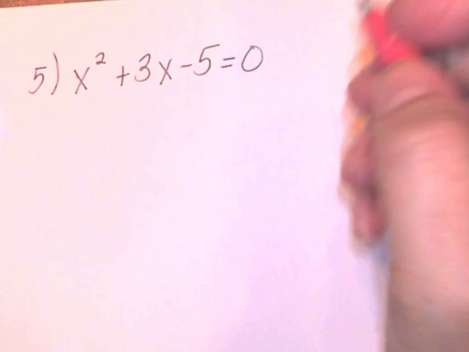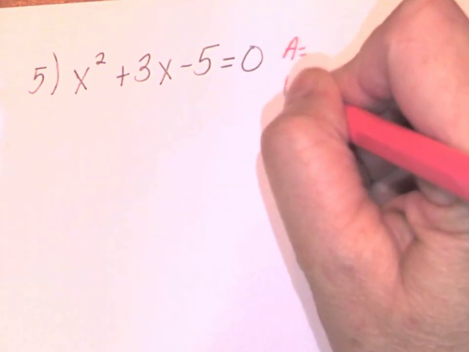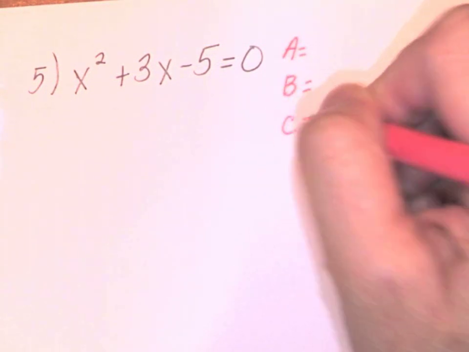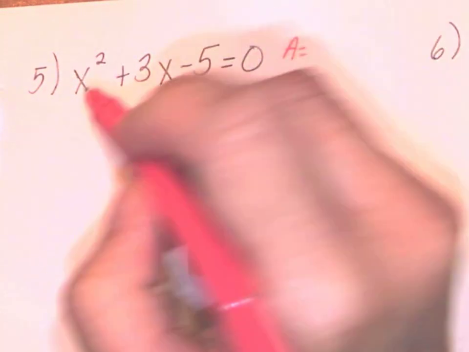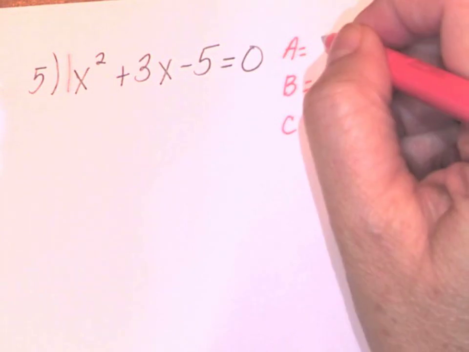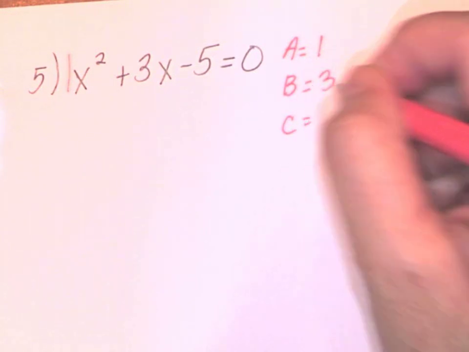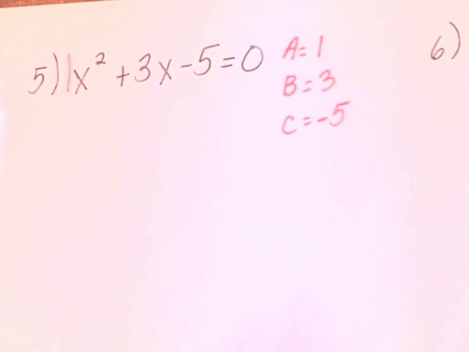Yes, I'm in good shape there. Identify A, B, and C. Well, there's no number in front of the x squared. That means there's an imaginary 1. A is 1, B is 3, C is negative 5. Please don't forget your negative.